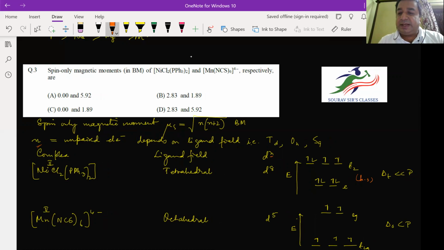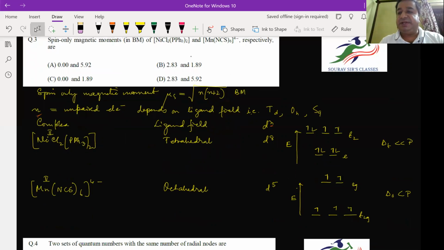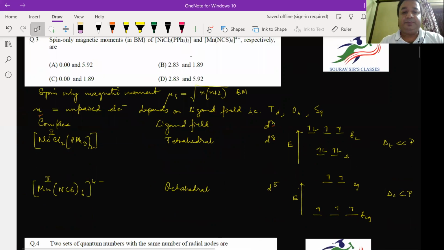Okay, and that being the case, what will happen over here once you fill up the E level first and then followed by the T2 level? Initially we will have one electron, then two, then three, then four, then five, then come back, six, and then seven, and then eight. We see that there are only two unpaired electrons over here, and so here n value is going to be 2.